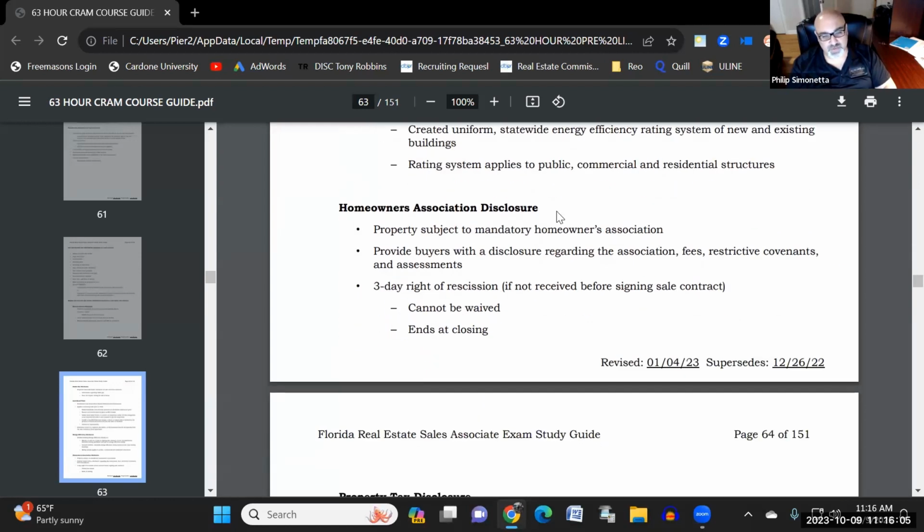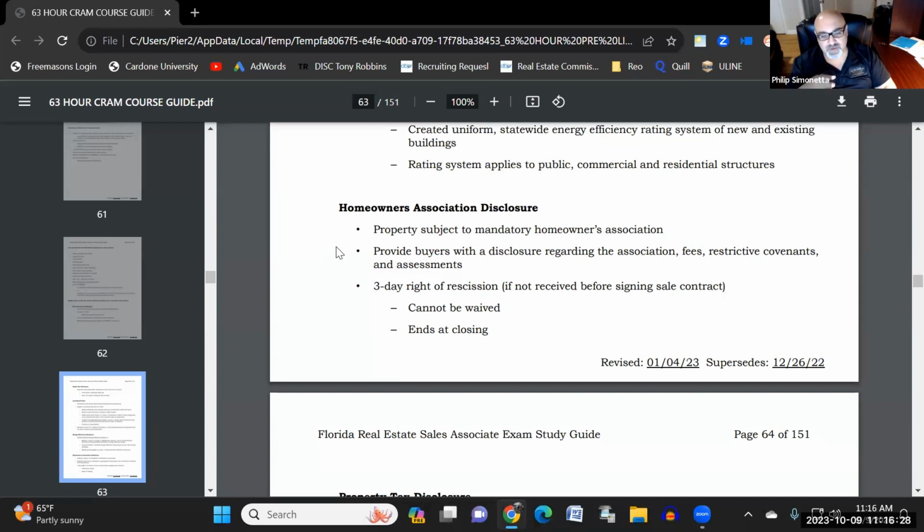Homeowners Association disclosure. A property subject to a mandatory homeowner association has a disclosure. They must provide the buyer with the disclosure regarding the association fees, restrictive covenants, and assessments, along with the HOA docs and all that stuff. Remember, when it's a resale, they have 3 days right of rescission, right? If it's a developer, 15 days, right?